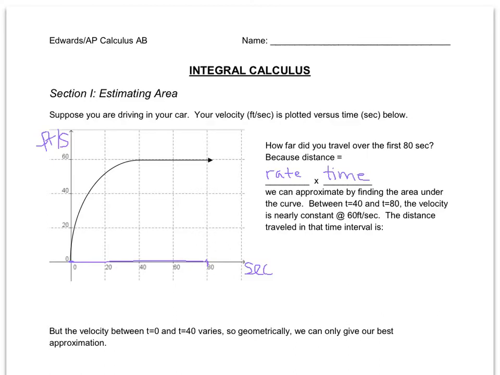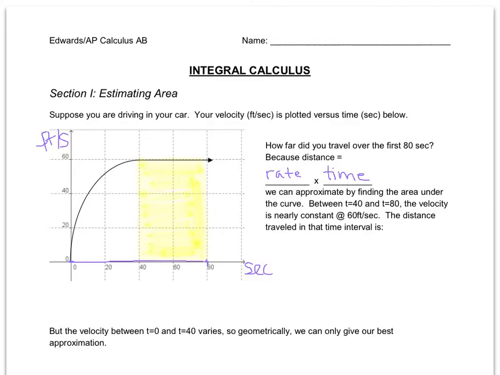And we can approximate by finding the area under the curve because our time is on the x-axis and our rate is on the y-axis. Between t equals 40 and t equals 80 seconds, our velocity is pretty much constant at 60 feet per second. So this region right in here, I'm using my little highlighter, we can estimate the area of that just by finding the area of each of these boxes.